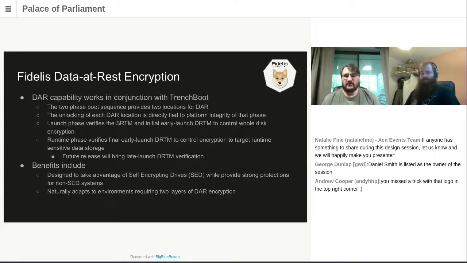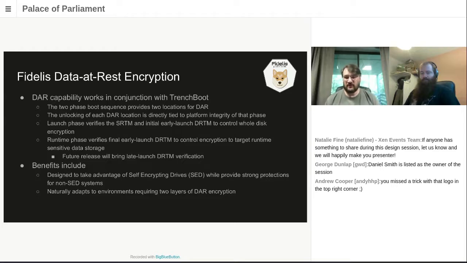Data at rest. Data at rest, for those who aren't aware, is focused on encrypting all your data when the system is in an unpowered state or in the process of coming up. As I highlighted before, we split the boot phase into two, which provides us two locations for the data at rest decryption. The unlocking of each data at rest is directly tied to the platform integrity for that phase. So there's the early phase and then the runtime phase, the launch phase and the runtime phase.